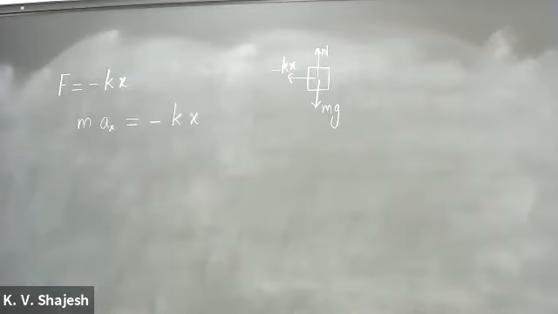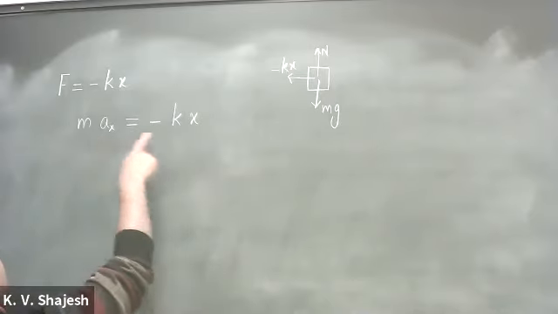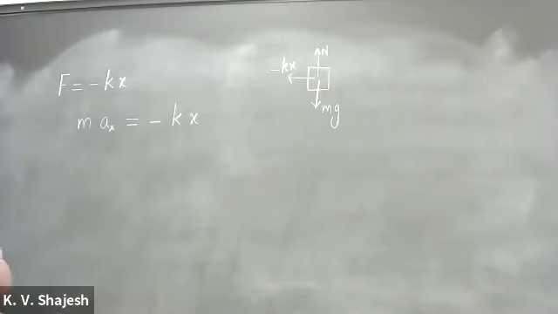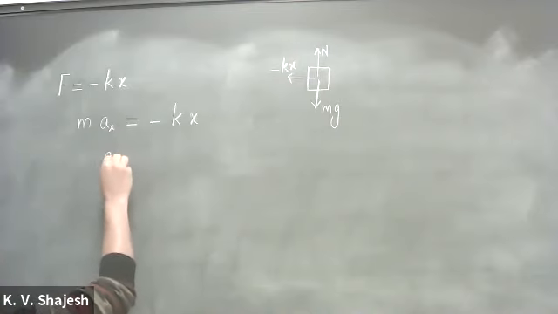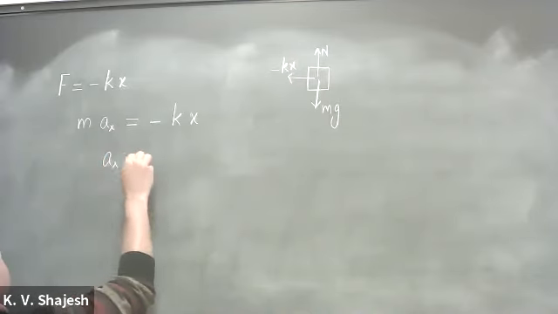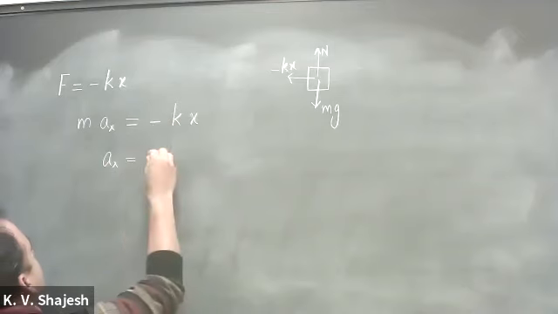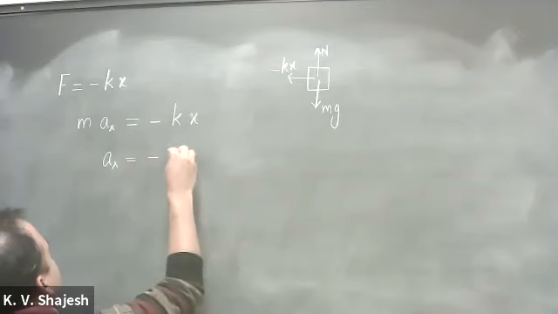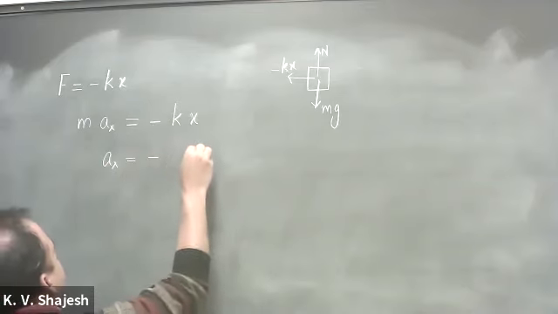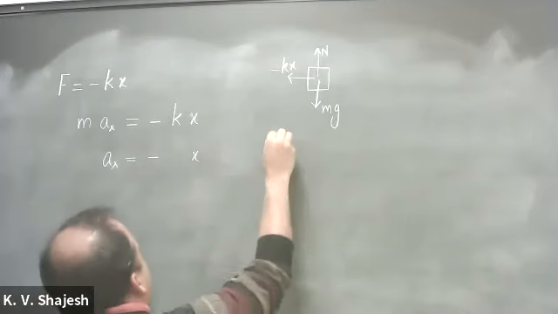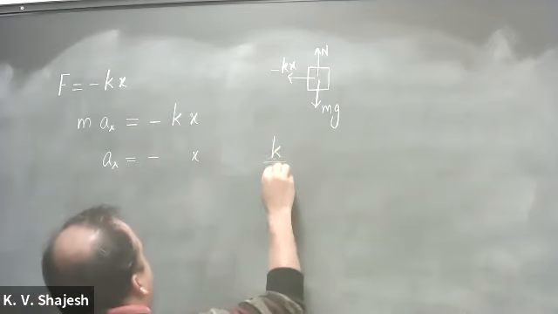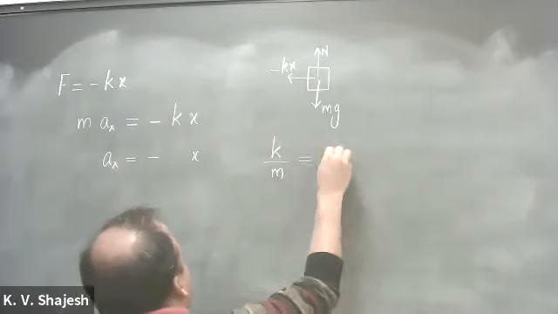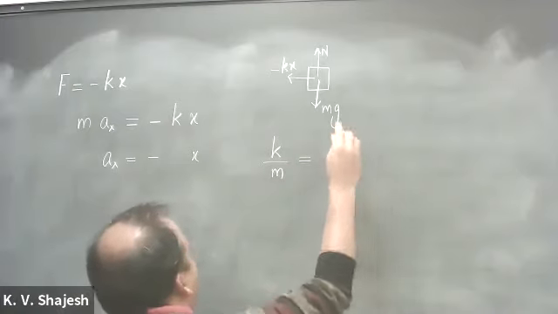Let's make a definition right away. Since there is k and m coming, there seem to be two parameters, but I can divide by the mass so that I get rid of one of the parameters. So ax is equal to minus k over m times x, and I will define k over m to be equal to some omega square.